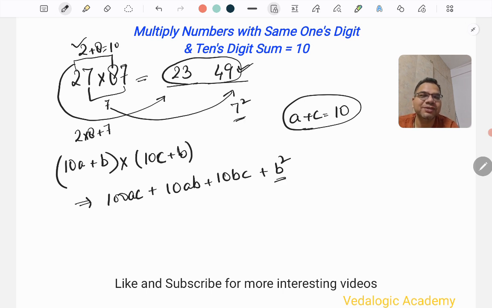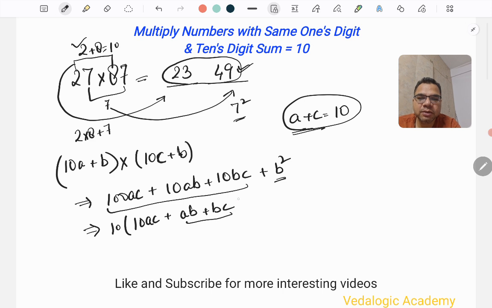We just put the square of 7. We didn't consider only one digit of 49. We considered both the digits, right? So we'll see how we are getting there. From this part, let's take out 10 first. So it becomes 10AC plus AB plus BC. Now we know A plus C is 10. So in these two terms, I'll take B as a common part and the remaining part is A plus C, which is 10, plus 10AC plus B square.